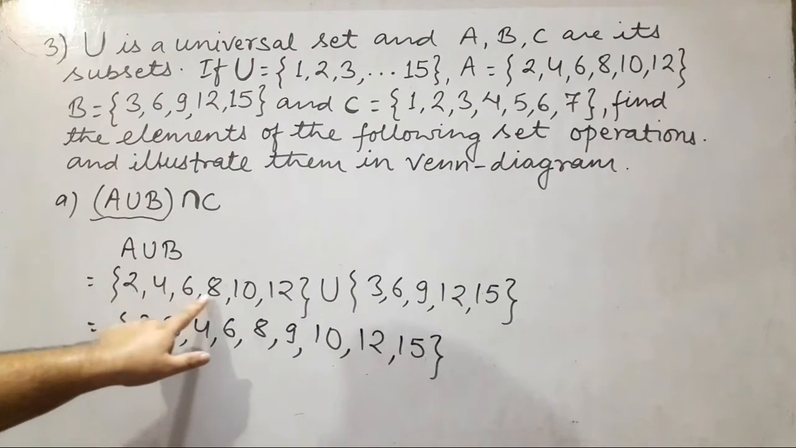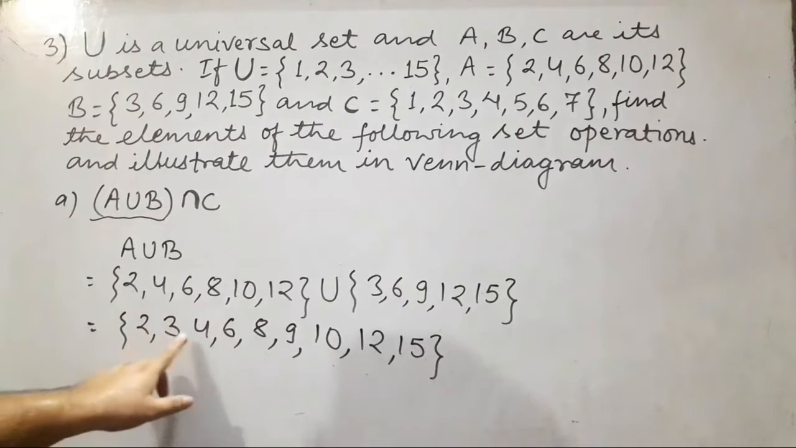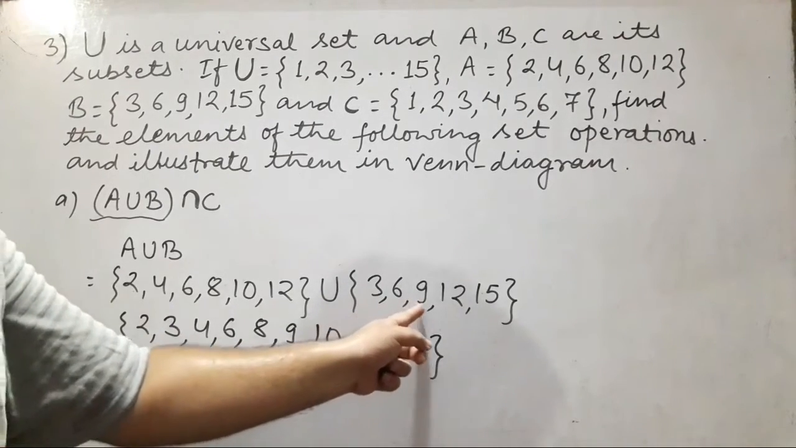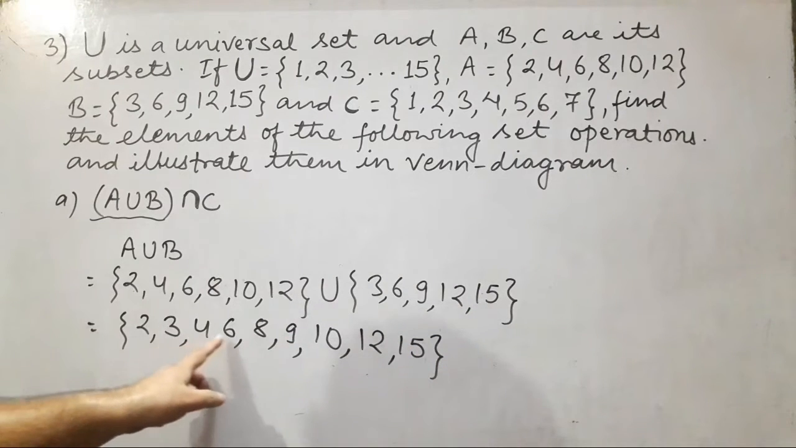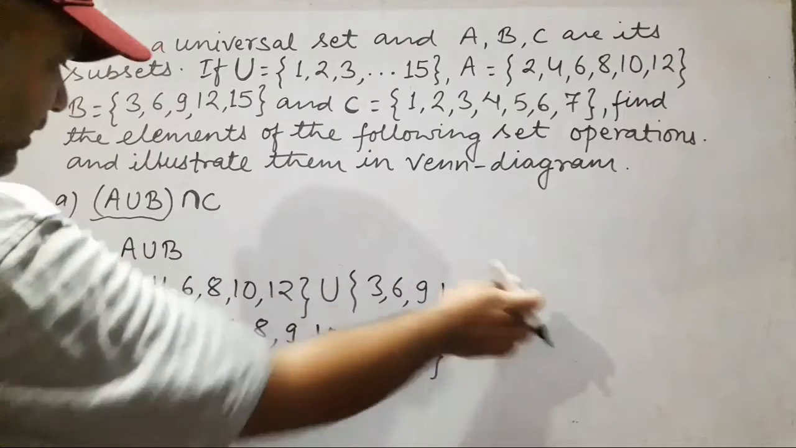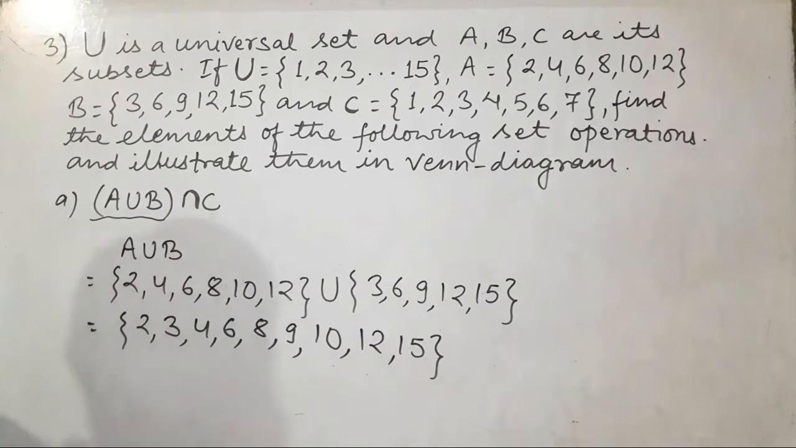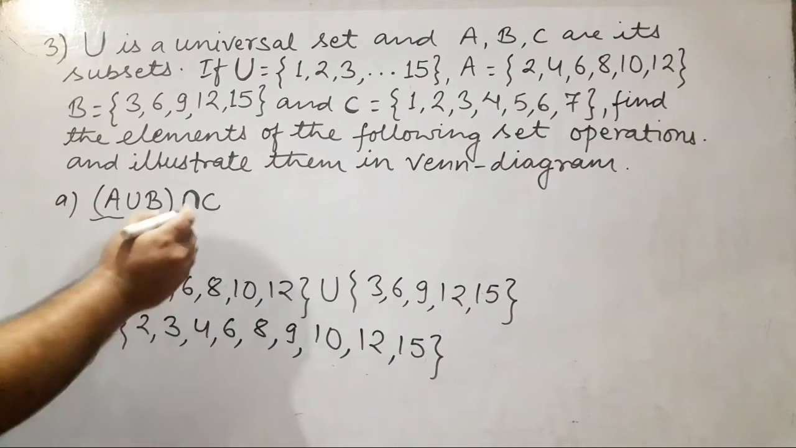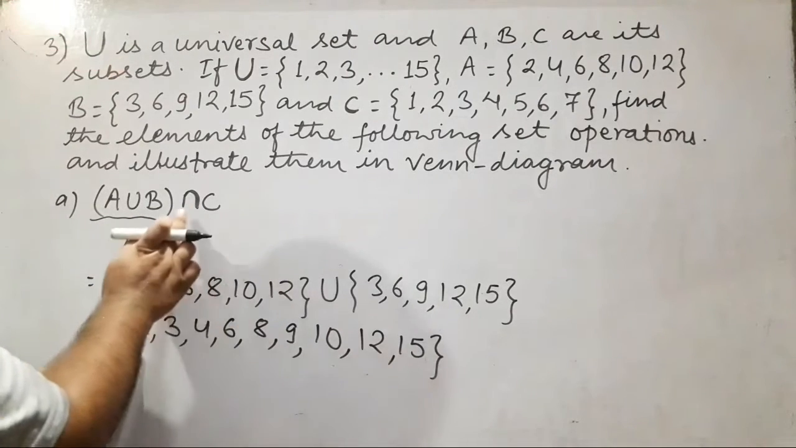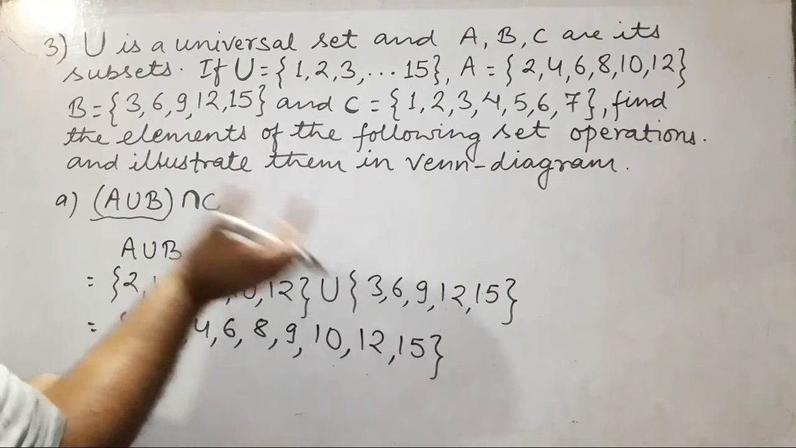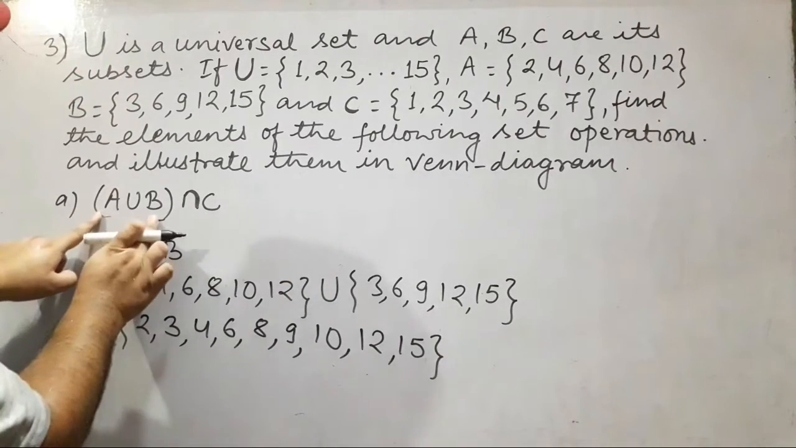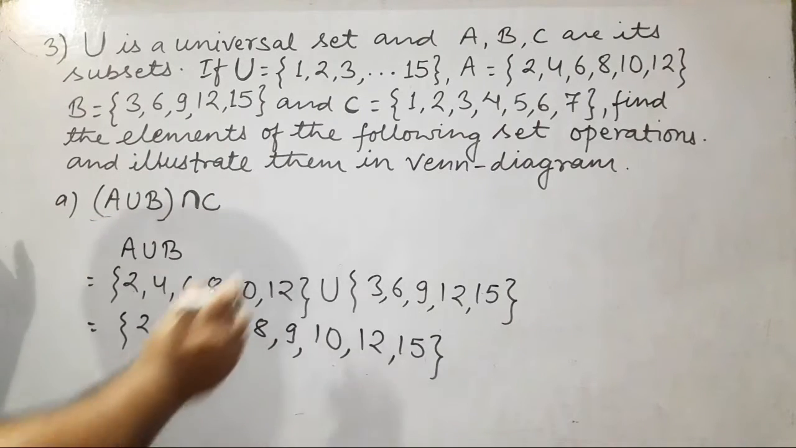Let's check once again. 2, 4, 6, 8, 10, 12. Okay. 3, 6, 9, 12, 15. Okay. Then we have written all the elements of set A and set B. Now we shall do intersection with C. That is, this new set shall intersect with C. That is, we have to find the common elements between this new set, A union B, and the set C. Let's see.